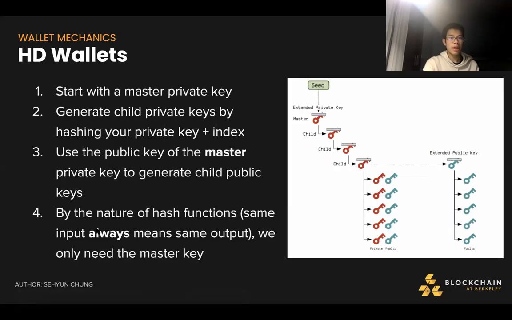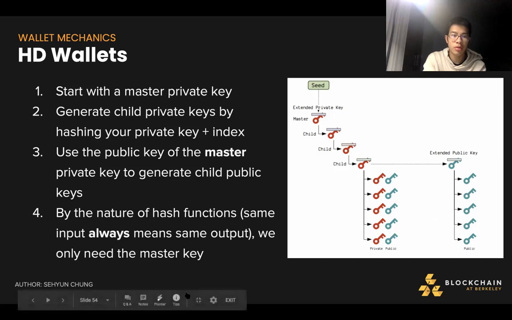So let's talk more about HD wallets. You start with a master private key and you can generate child private keys by hashing the private key plus the index of each of the wallets. And you use the master public key of the master private key to generate all the child public keys. And by the nature of hash functions, as I said, the same inputs will always give the same outputs. So you only need one key to generate everything because the outcomes are very predictable.